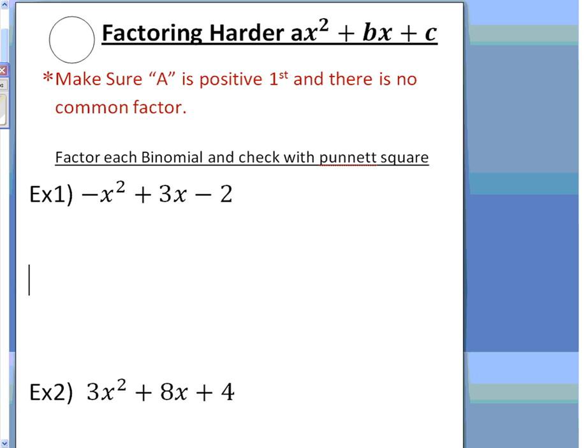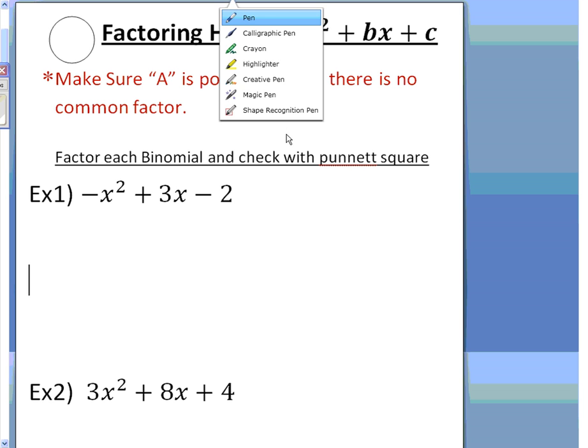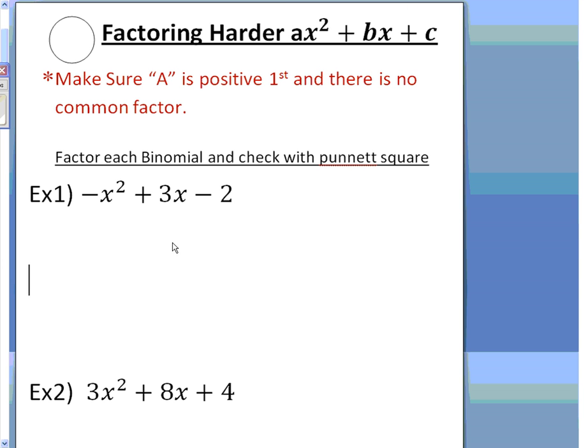Okay, today I'm going to be teaching you how to factor harder problems. If you remember on the previous lesson, the one right before this, I taught you how to use a table to find the roots to an equation or find the factors of an equation. And if you understood that lesson, this lesson should not be that hard for you.